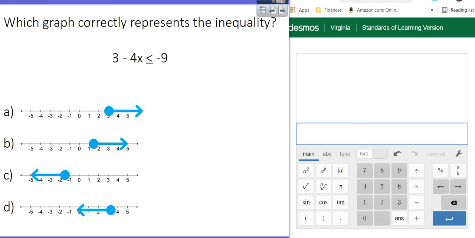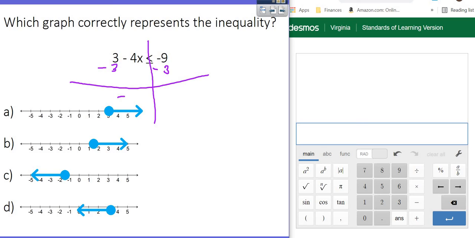It says which graph correctly represents the inequality. So let's go ahead and work through this. We've got 3 minus 4x less than or equal to negative 9. Well, the first thing we need to get rid of is that 3. So I'm going to subtract 3 from each side. If you don't know where to start, just remember, cover up the variable and everything with it, and get rid of whatever else is there first.